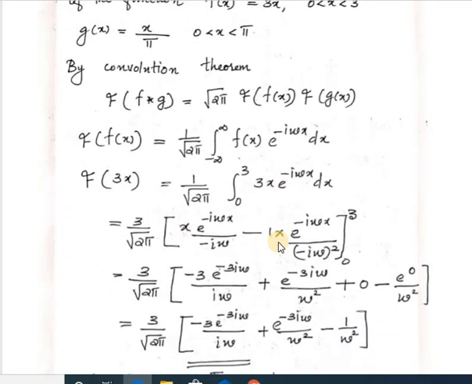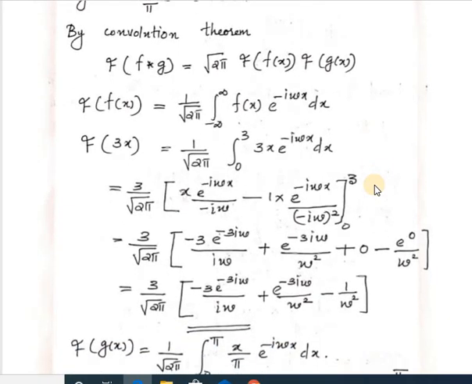Now 3 is a constant, we can take it outside, then apply integration by parts. First term into integral of second, that is integral of this one is e raised to minus i omega x by minus i omega, minus derivative of this one into integral of this one. That is again integral value is e raised to minus i omega x by minus i omega. There is already a minus i omega, so this one becomes square, 0 to 3.